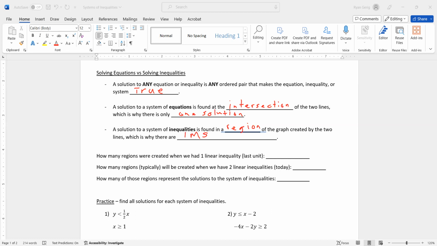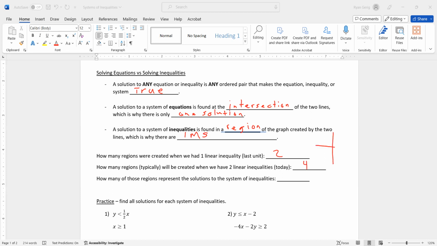All right. How many regions were created when I had one linear inequality, which we did last unit? If you want to look at the notes, it's unit 2, lesson 10. We made 2 regions. The line split the graph into 2 separate spots. How many regions do you think we're going to have typically when we have 2 linear inequalities? A lot of people think 3. It's not 3. It's actually 4.